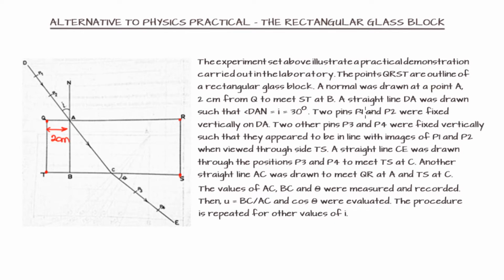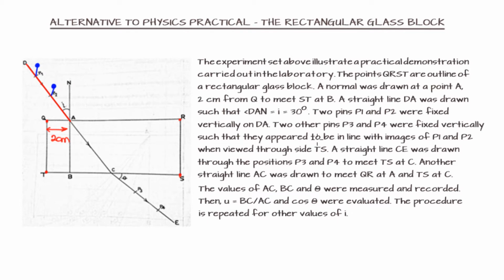A straight line DA was drawn such that angle DAN is 30 degrees. Okay. Then 2 pins P1 and P2 were fixed vertically on the line DA. So this is the line DA, and we're going to have 2 pins P1 and P2. They are pinned there. So here we're going to put the first pin, that's P1, and here we're going to put another pin, that's P2.